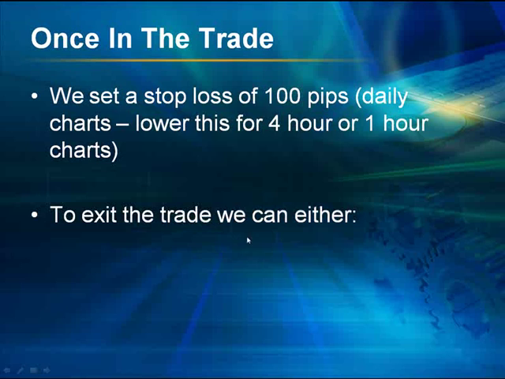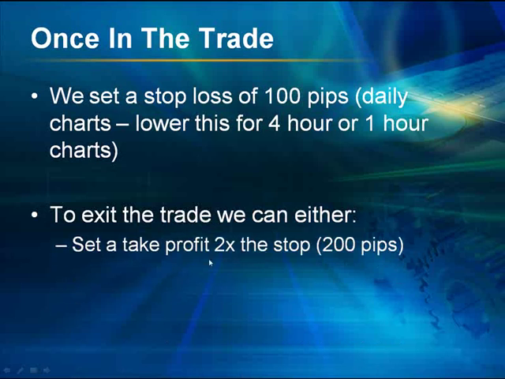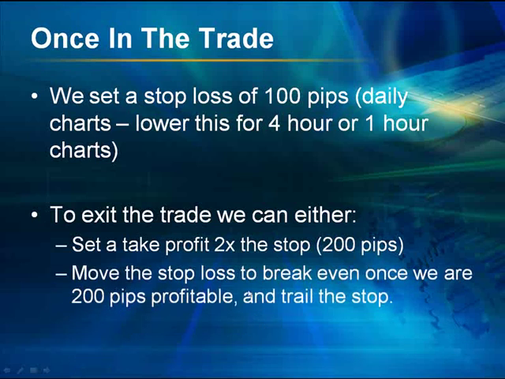And to exit the trade, we can either set a take profit at 2 times the stop. So if we're using a 100 pip stop, we would set a 200 pip take profit, or we can move the stop loss to the break-even point once the trade is 200 pips profitable, and then trail the stop at 200 pips. So that's an alternative exit strategy.